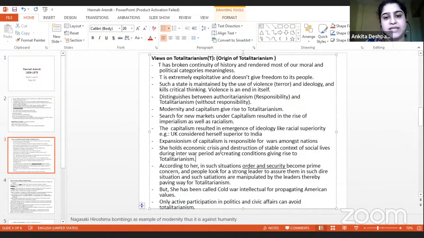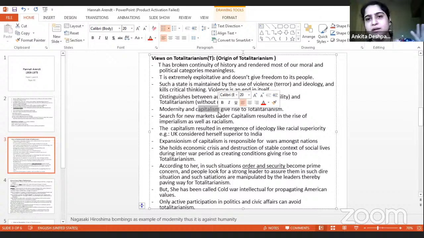She holds that economic crisis and destruction of the stable context of social lives during the interwar period created conditions for giving rise to totalitarianism. So what happened? Modernity led to new innovation, new technology. This new technology was adopted by the capitalist class. So now people were not required because you already had machines. But even with machines, you require raw materials like cotton, etc. All countries cannot be self-sufficient. So you needed new markets, and people started searching for new markets. This new market search led to something called imperialism, or what we call colonialism. But because of colonialism, an offshoot called racialism also started.